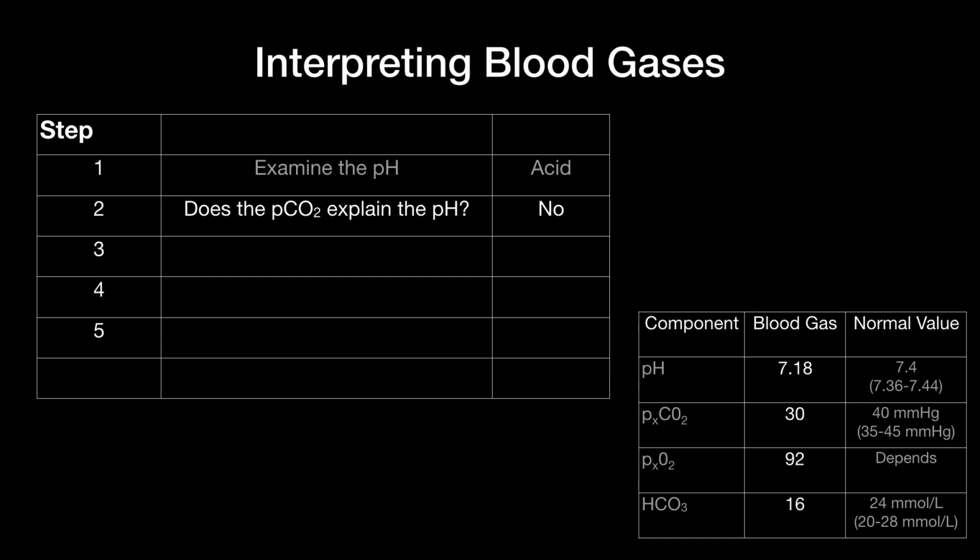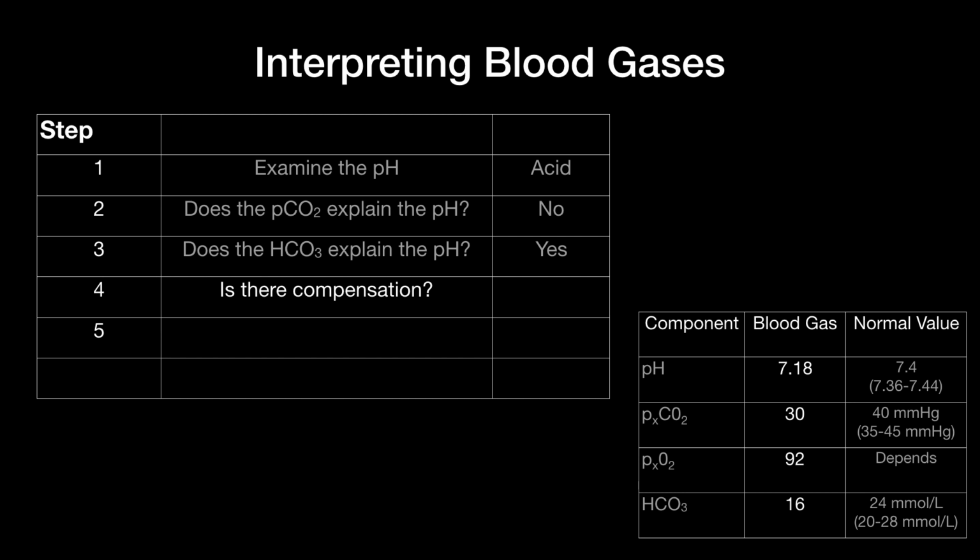The third step of examining a blood gas is, does the bicarb explain the pH? Well, 16 is lower than normal, meaning that it is in the acidic range. And therefore, since the bicarb is acidic, you can say that the pH is explained by the bicarb. So we have part of the interpretation of the blood gas already, and that is that this is a metabolic acidosis. The next step of interpreting a blood gas is to look for compensation.